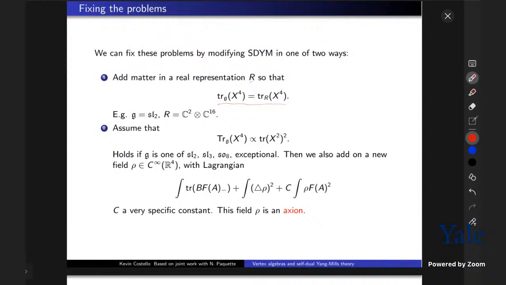An alternative method, which we've really focused on more, is that you stick with pure gauge theory, but you assume that this trace identity holds, that trace of x to the 4th is a perfect square. So this holds for the algebras SL2, SL3, SO8, and the exceptional ones. And in these cases, we can add on a new field, which is kind of an axion. It's an axion because it couples to the topological term. But here we see it as a fourth order kinetic term. And then in these cases, we can also fix the problem.